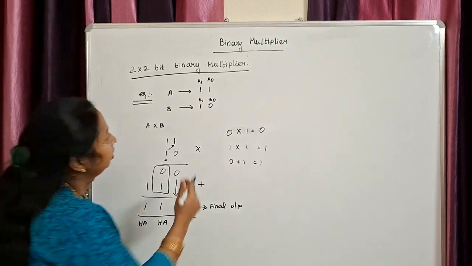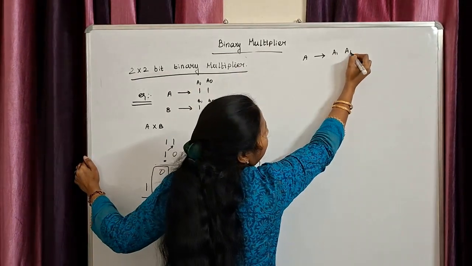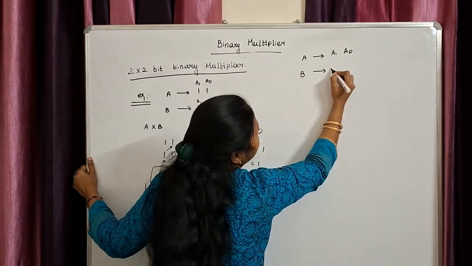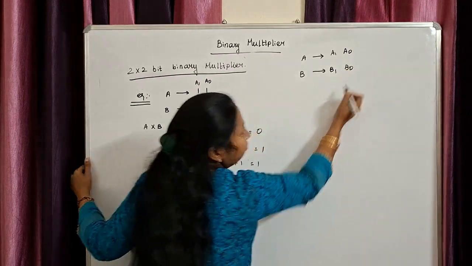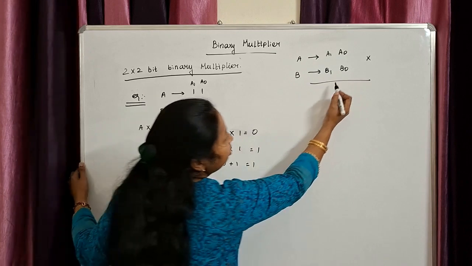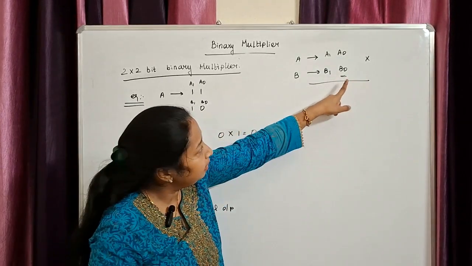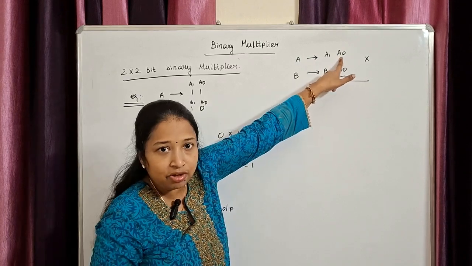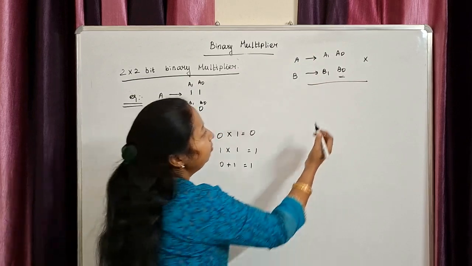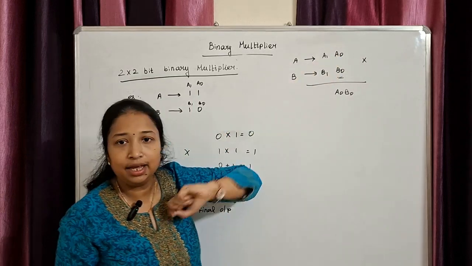Clear? Now, for A, what are their inputs? It is A1 and A0, right? And for B, what are their inputs? It is B1 and B0, right? Now, we have to multiply A and B. How do you start with the multiplication? You'll take the least significant bit and multiply this particular bit with A0 first, and then you'll do a multiplication with A1, right? A0, B0. First, I've done a multiplication of B0 with A0.